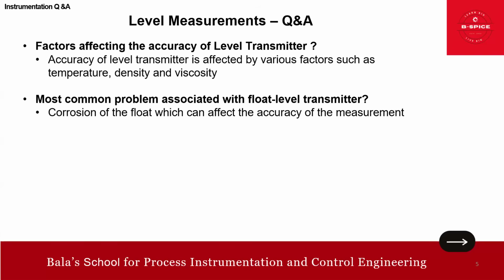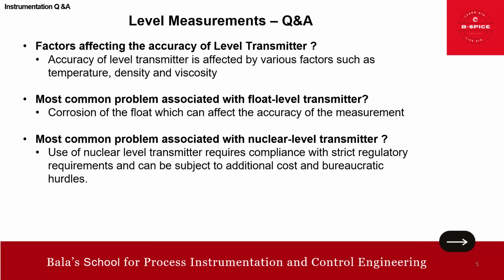Then, what is the most common problem associated with the float level? Of course, it is the corrosion of the float that will affect the accuracy. That is the main and most important aspect. Then, what is the most common problem associated with the nuclear level transmitter? Of course, many of us have not encountered this, but we do use it in our petrochemical and refinery applications. The use of a nuclear level transmitter requires compliance with strict regulatory requirements. So that is a major challenge. As a result, it is subject to additional cost and some bureaucratic hurdles.